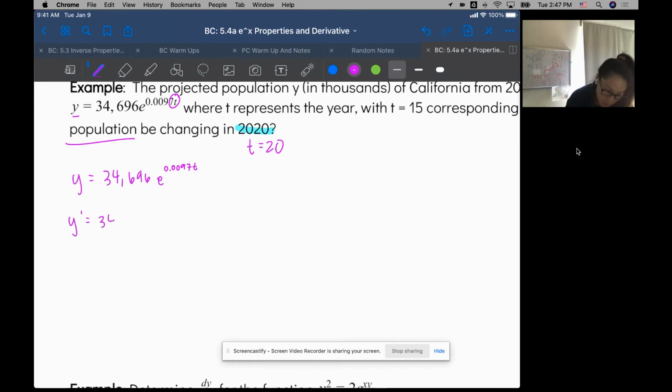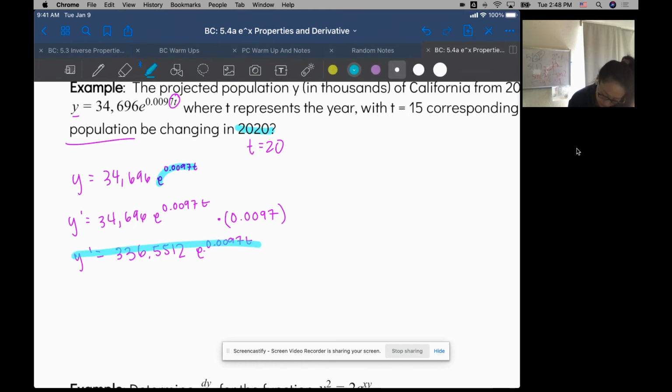All right, so I have 34,696, and then I'm going to take the derivative of this, which is e to the 0.0097 t times the chain, which is 0.0097. Okay, and I get y prime is equal to 336.5512 e to the 0.0097 t. Okay, so that is my derivative.